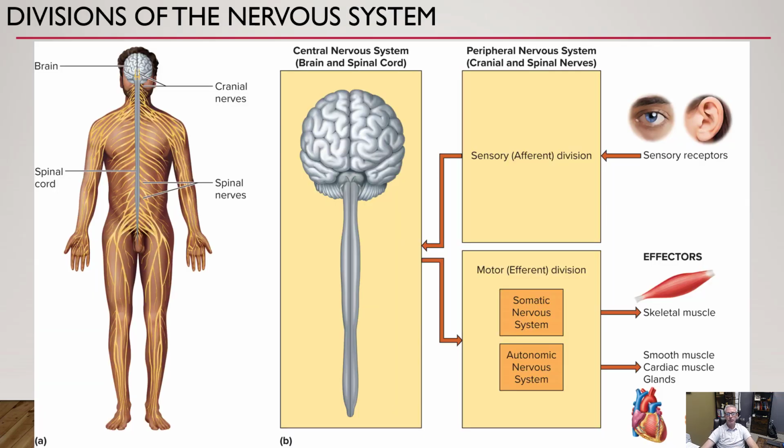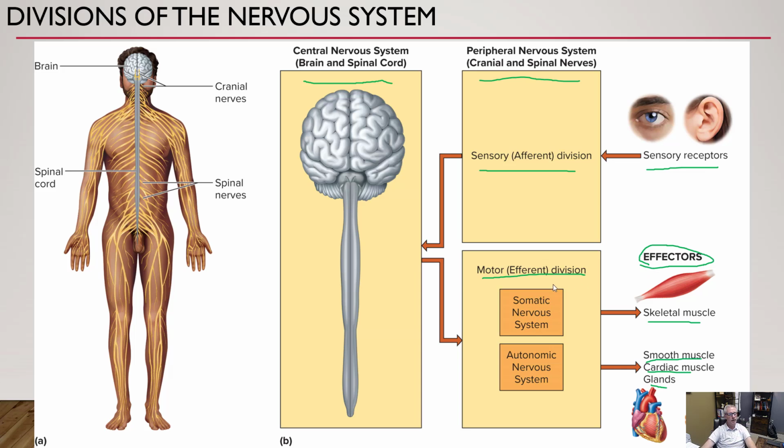All right, picture version of this. Brain and spinal cord, central nervous system. Everything else, peripheral nervous system. We have sensory receptors that are part of your afferent division. And for our motor division, that will go to skeletal muscle, smooth muscle, cardiac muscle, glands. So any type of muscle tissue or gland is considered an effector. That's what your efferent pathway will stimulate.